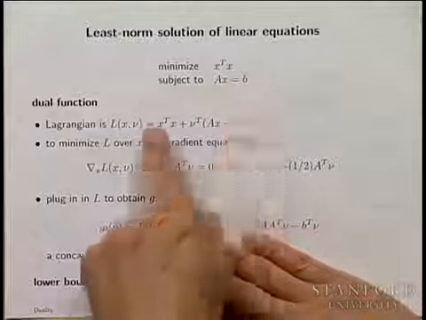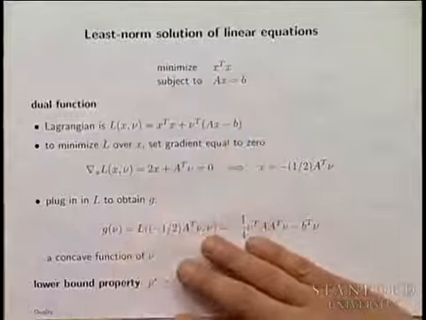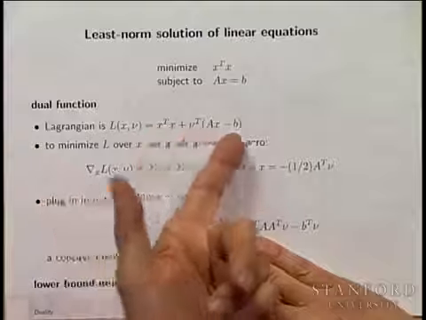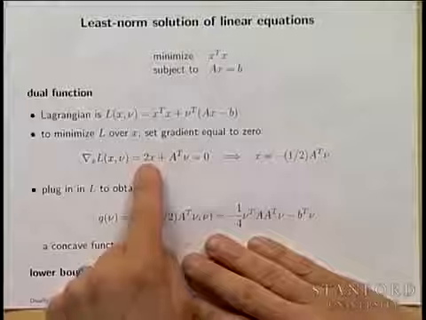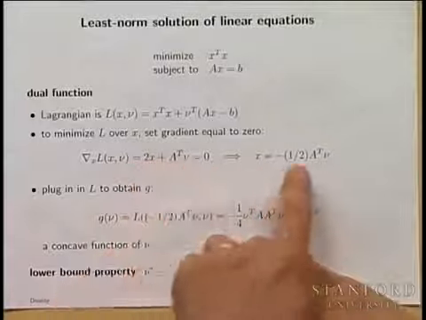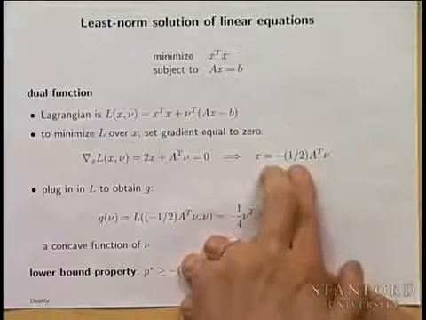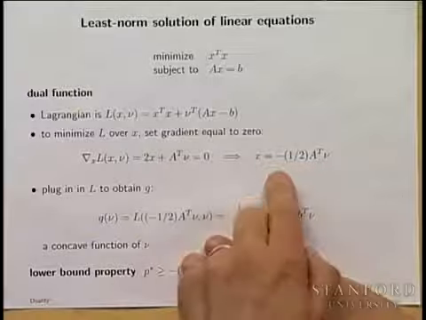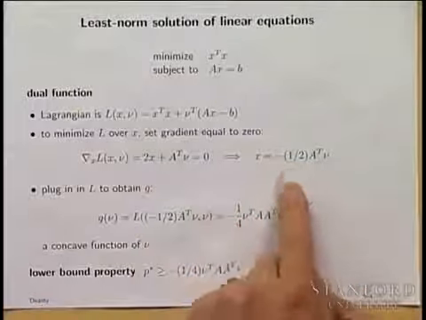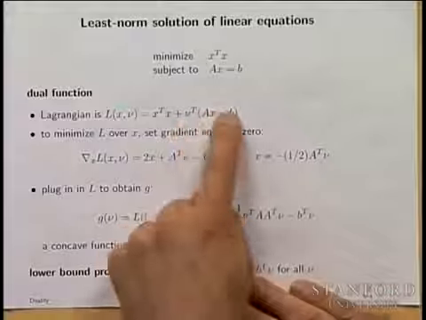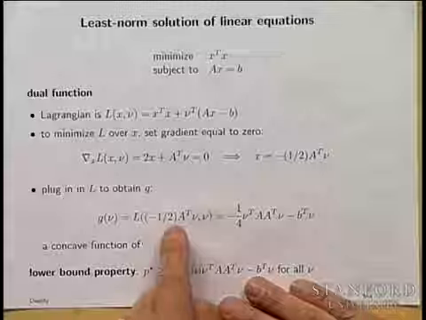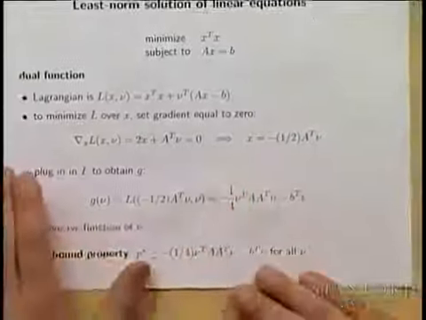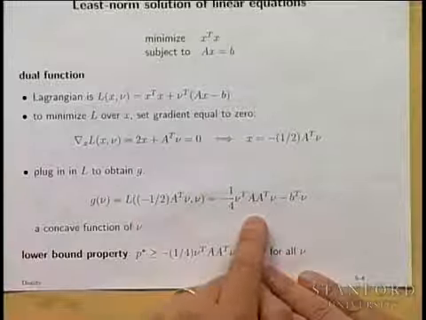Now, we're going to minimize this over x. That's completely trivial because that's a convex quadratic plus something affine in x, and you just take the gradient. You get 2x plus A transpose nu equals 0, and this is the optimal x. That's the x that minimizes the Lagrangian. Now we take that x and plug it back in to get g. So when you plug this in, you get this. First of all, let's take a look at it.